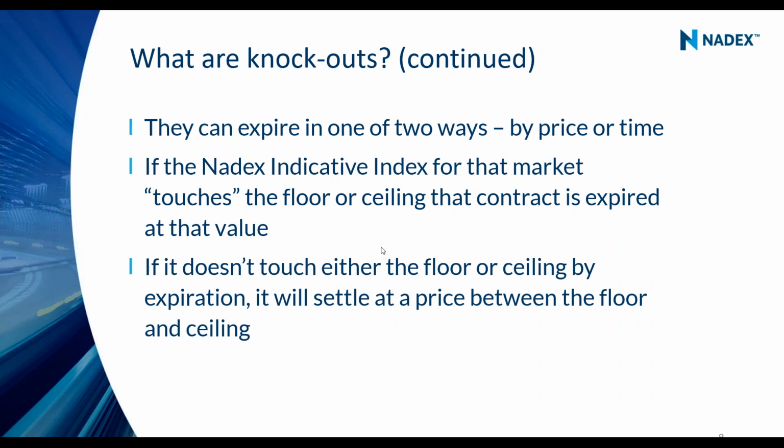Now, if a knockout doesn't touch either the floor or the ceiling, all right, it's got this range and it trades sideways or it goes up and it goes down, but never touches the floor, or never touches the ceiling, it will settle at a price. So there is an expiration. Ours are all weekly contracts, so they settle on Friday. And as such, if it settles in between the range, your profit or loss would be the difference between where you bought or sold and where it settles. But going into the trade, you knew your maximum potential profit and your maximum potential loss. And if it settles in between, you would have a partial profit or a partial loss, depending upon where it settles and where you bought or sold.